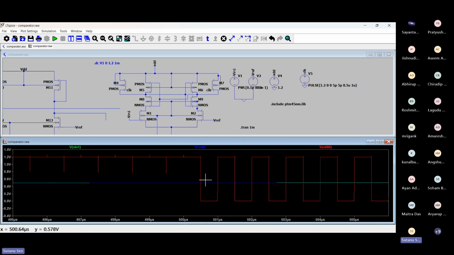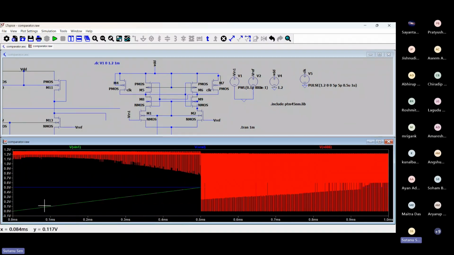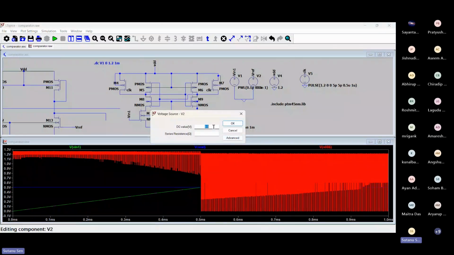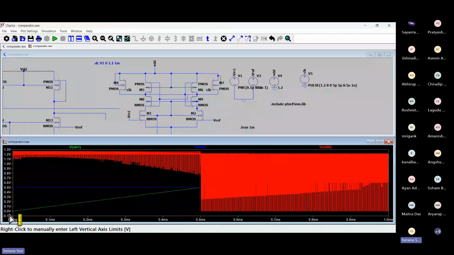So this is the output which I'm getting. This red one is the computer output. Overall, it's like this. This green one is V in, and blue one is my VREF. So I fixed my VREF at 0.5 volt, and my V in I've ramped steadily from 0 volt to 1 volt over a period of 1 millisecond. That is, the slope is 1 millivolt per microsecond, as the clock time period is 1 microsecond.